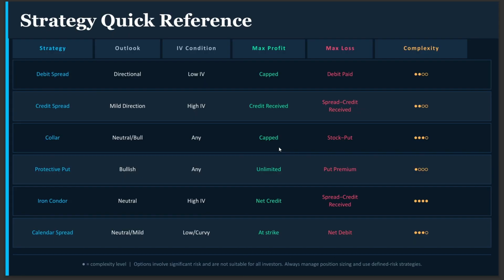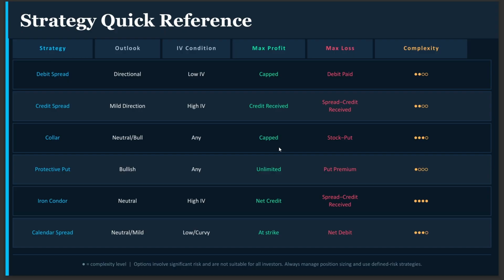Here's our summary. We have debit spreads. They are directional. They're very similar to buying calls and puts. We want to use debit spreads in low implied volatility environments. We know that our max profit is capped, which is the width between our strikes, between our long call and our short call. And our max loss is the debit that we pay for that spread. The complexity of it, not very much. It's basically the same as buying a call or buying a put, but knowing what your max risk is and capping out your max profit.